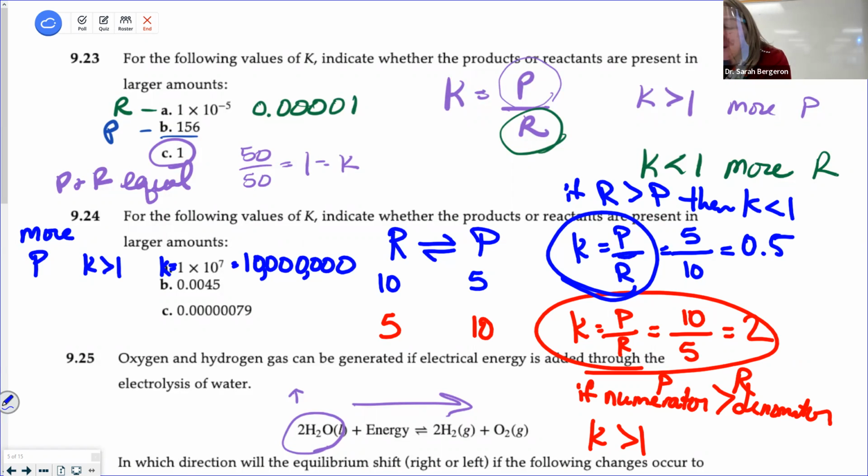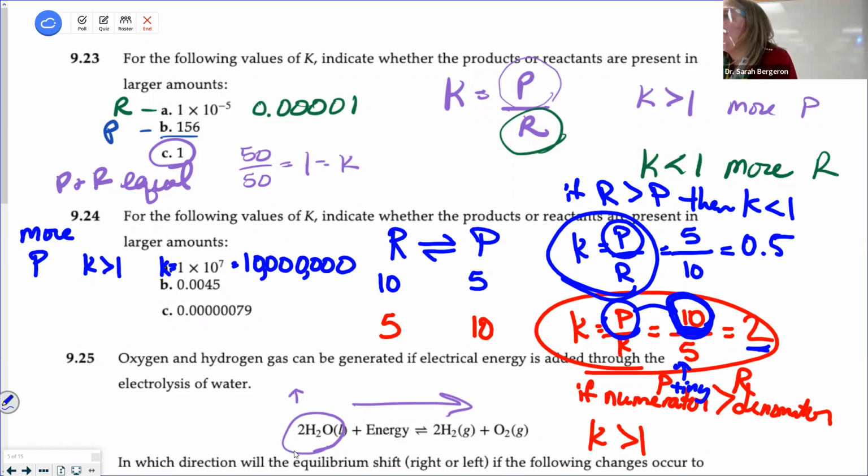You have lots and lots and lots. Oh, down here, you have lots and lots of product, right? You have more product. So in this case, to get K equal to 10,000, oh my gosh, this has to be huge, and this has to be tiny, right? That's what it's telling you about the reaction, how much product and how much reactant you have. It's really awesome.